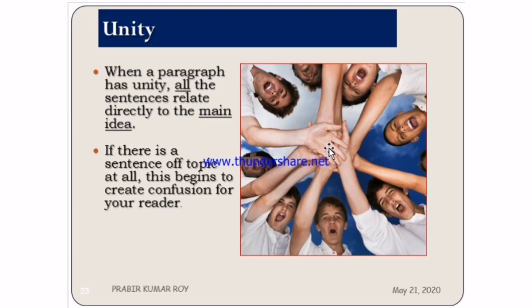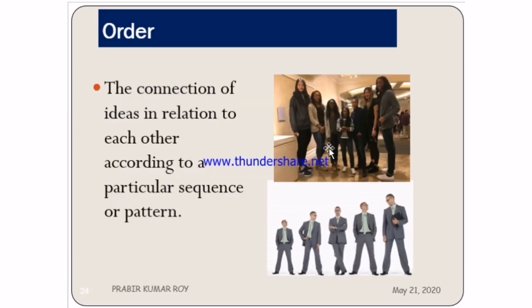Now order. What is order in a paragraph? In the first picture you can see the order is not maintained, the sequence is not maintained, but here the sequence is maintained, because the picture is from short to tall. So in a paragraph, whenever you write a series of sentences, you have to write them sequentially. This is the order.